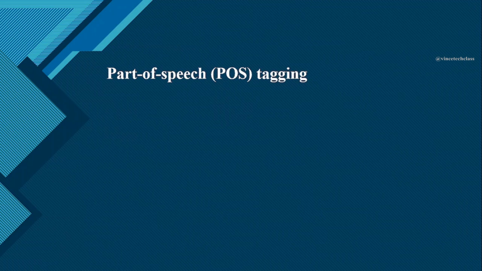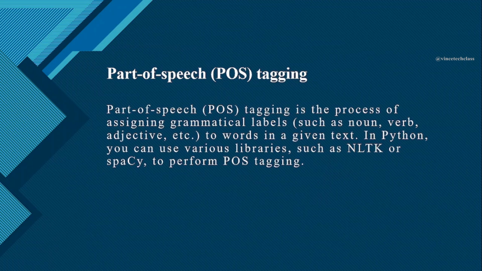In today's tutorial, I'm going to walk you through part-of-speech tagging, which is a text processing technique in natural language processing. Now, what is part-of-speech tagging? Part-of-speech tagging is the process of assigning grammatical labels, such as noun, verb, adjective, etc., to words in a given text. In Python, you can use various libraries, such as NLTK or spaCy, to perform part-of-speech tagging. Now let's see a basic example.